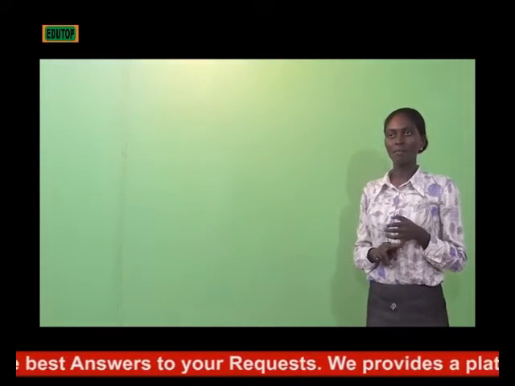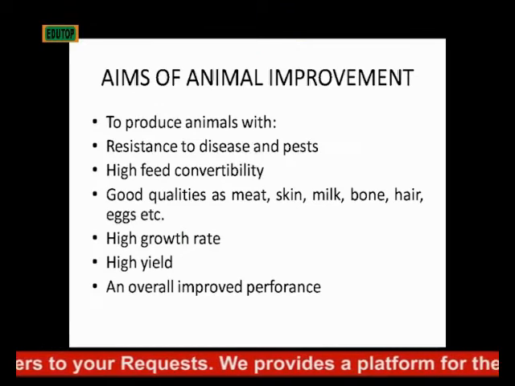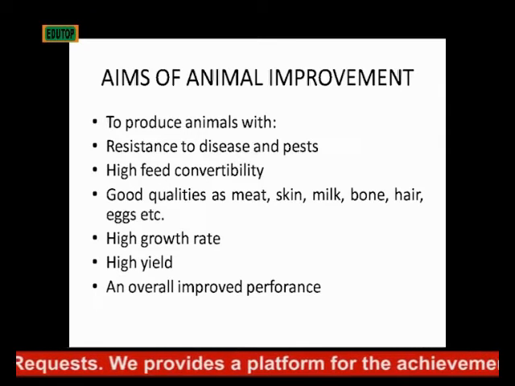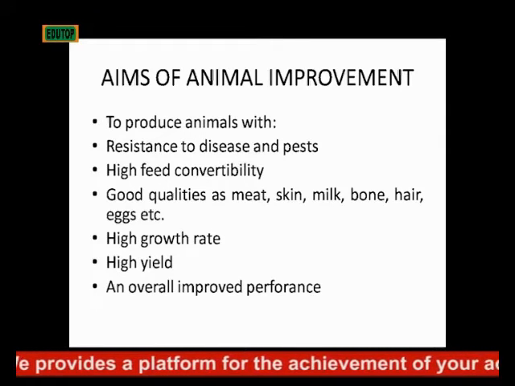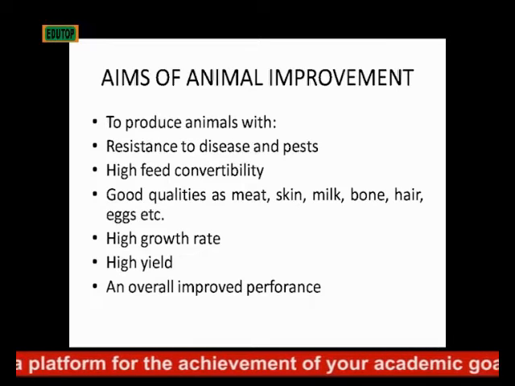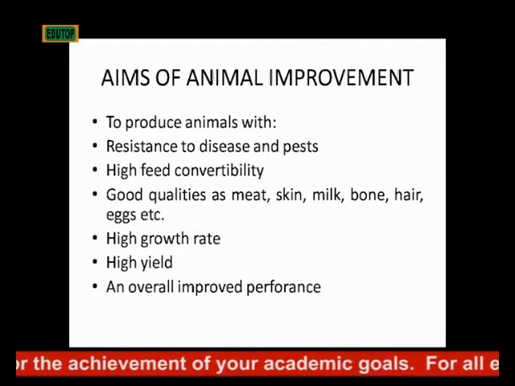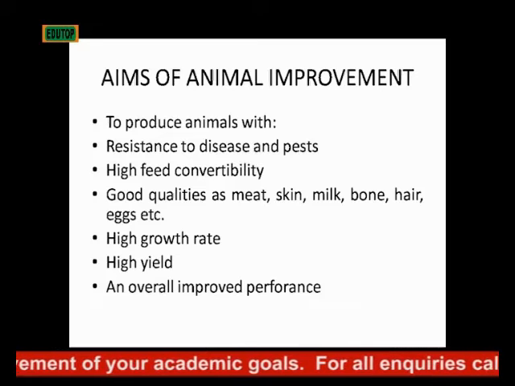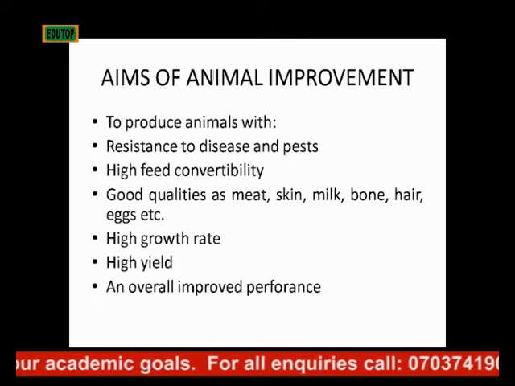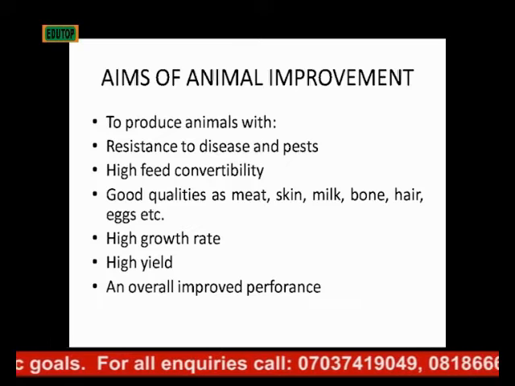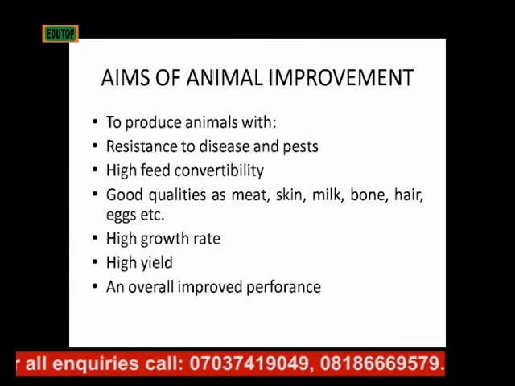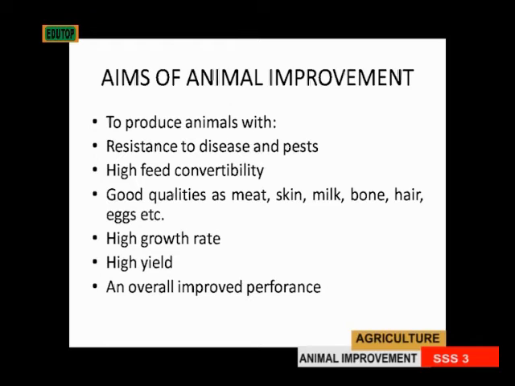Now, the aims of animal improvement are to produce animals with resistance to pests and diseases, then high feed convertibility, that is, they are able to convert their feed at a high rate, as the feed they eat, they are able to convert it to flesh, so it's better for the farmer. Unlike when they eat much, they have little flesh. So when they eat, the little they eat, they can convert a reasonable portion of it to flesh, so it's showing on their body. So you can be happy when you see your animal and say, oh, they are feeding well and they are doing well.